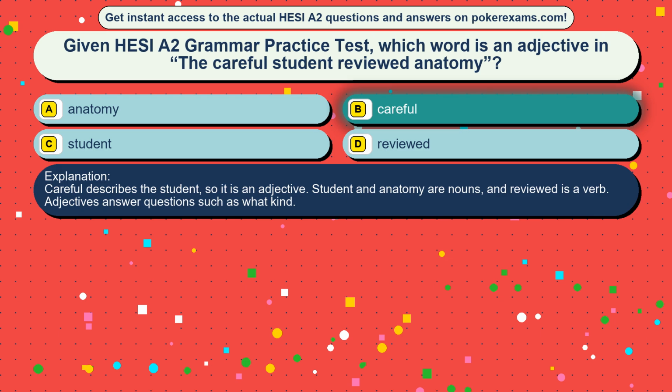Careful describes the student, so it is an adjective. Student and anatomy are nouns, and reviewed is a verb. Adjectives answer questions such as what kind.